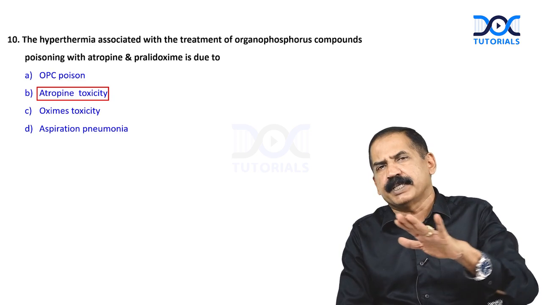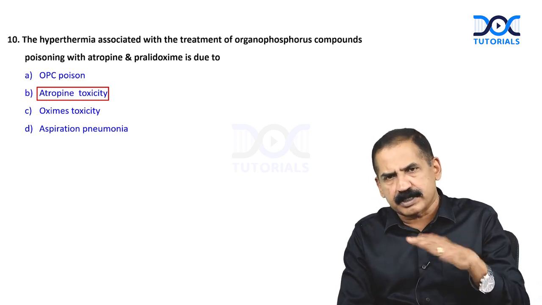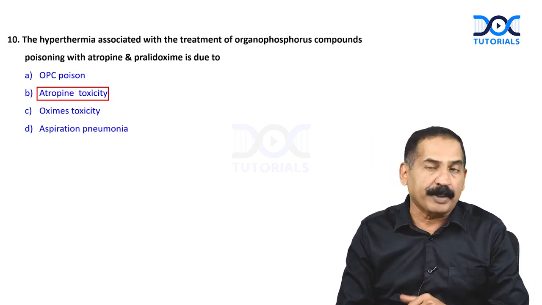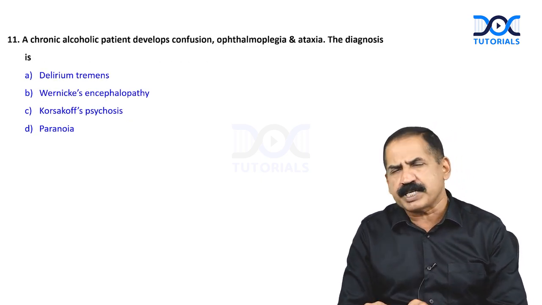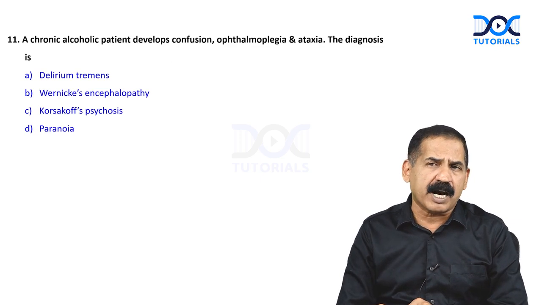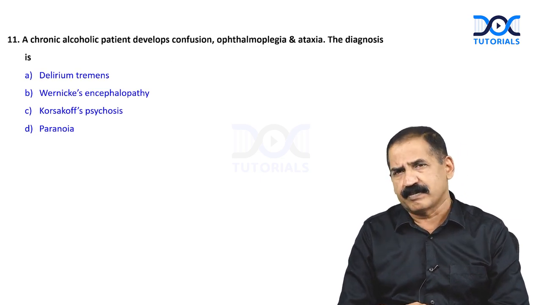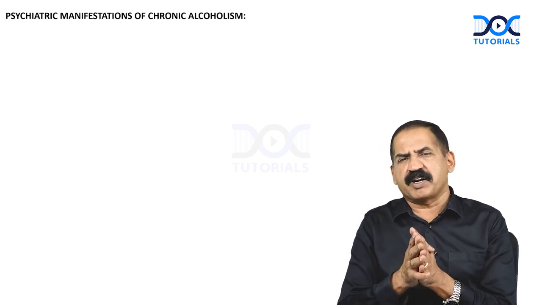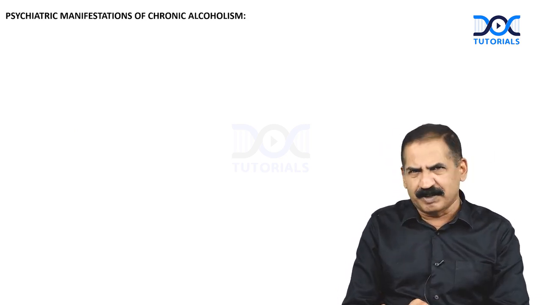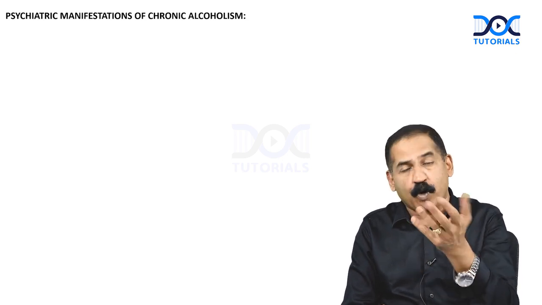But here only hyperthermia. So the best answer, what I feel, is atropine toxicity. Number 11. A chronic alcoholic patient develops confusion, ophthalmoplegia and ataxia. What is the diagnosis? Generally, we deal with 4 different psychiatric manifestations in case of chronic alcoholism. Even in psychiatry, it is overlapping.